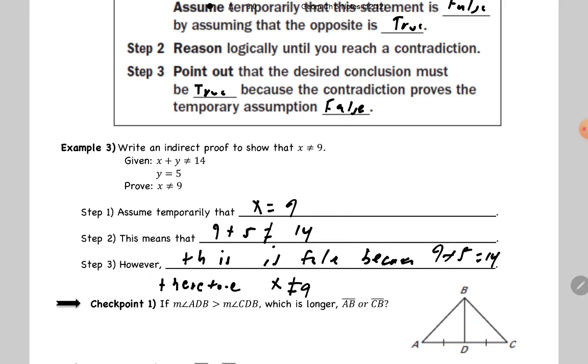So what you do is see what you're trying to prove. Assume the opposite. So x is not equal to 9. The opposite is x equals 9. Put it into your logical statement there, and you'll run into a contradiction. And then because of that contradiction, you can say that you proved what you're trying to prove is true.